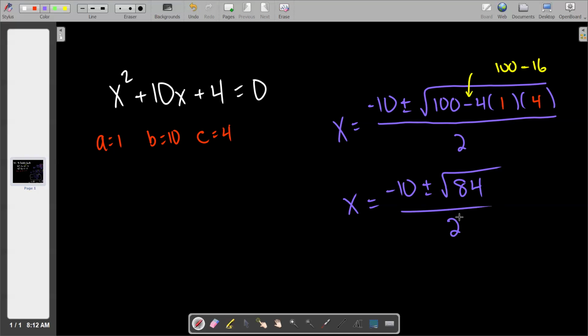And again, it's my job and your job, collectively everyone's job, to look at the radical and ask yourself, can I break it down? And the answer is yes. What numbers do you use when you break down the square root of 84? 6 and 12. 6 and 12 make 72.